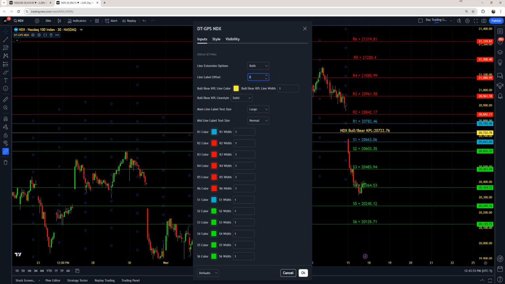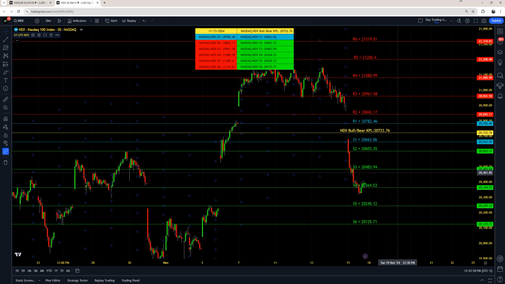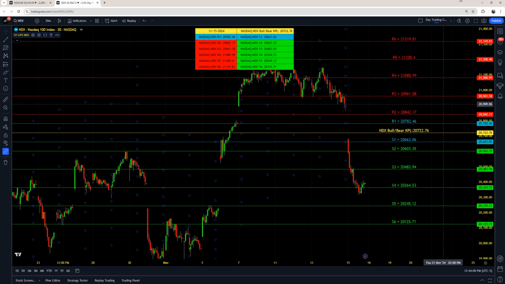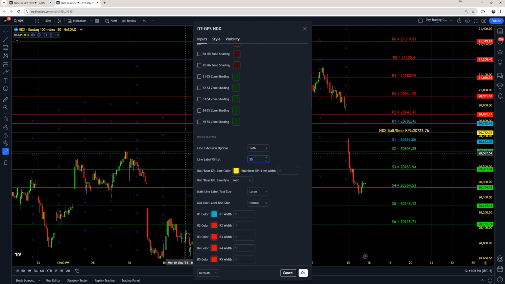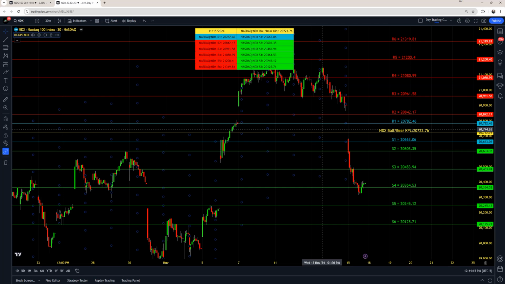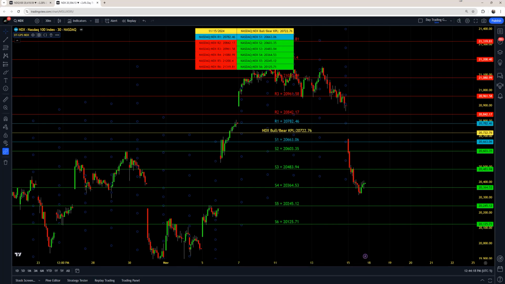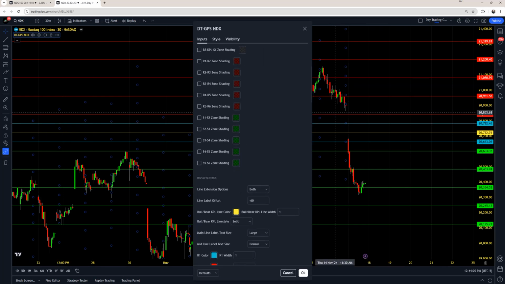So just to quickly demonstrate that, we'll put in positive 30. As you can see, it moves it further away to the right of price action. If, for example, I put in minus 60, then it moves it to the left of price action. So the greater the negative number, the more it's going to move to the left. The greater the positive number, the more it moves to the right. So for right now, we'll just set it back to positive 30.